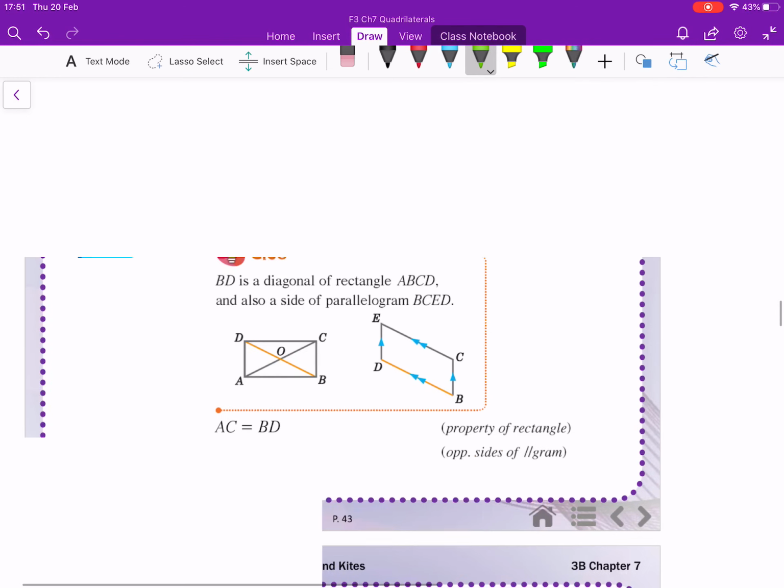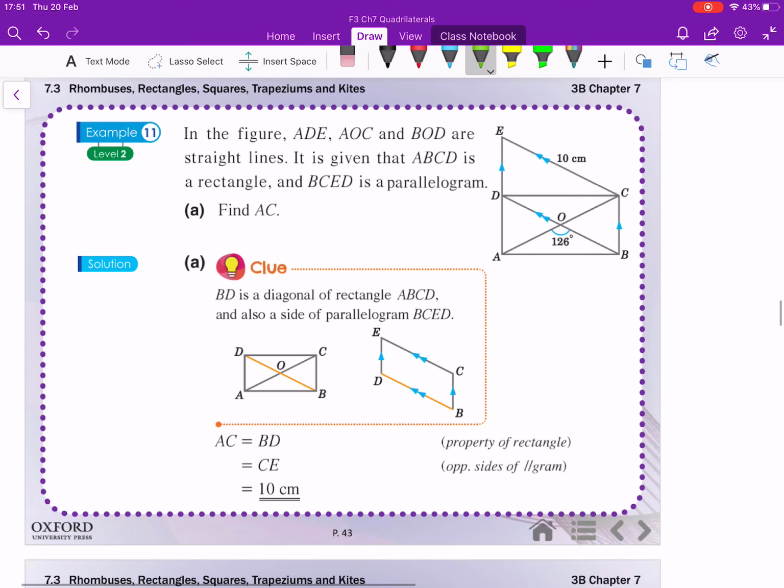And then another one. Example 11. This time you have two quadrilaterals in this question. ABCD is a rectangle. This one, ABCD is a rectangle. And then we have BCED is a parallelogram. This one is a parallelogram. Okay, so be careful.